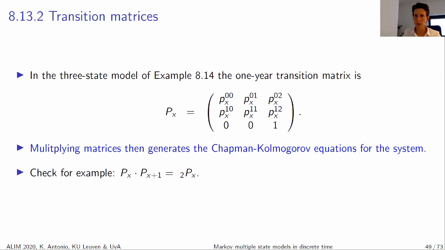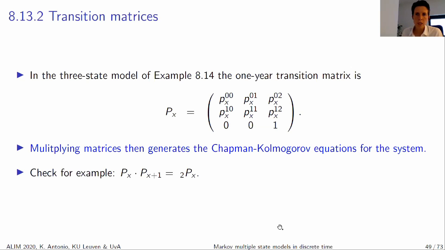If I then work out my matrix multiplication of Px with itself, I'll get the transition probabilities that are applicable to a 2-year time period. Then I'm actually working out my Chapman-Kolmogorov equations. So check the last equality, for instance, to convince yourself that the matrix multiplication here indeed corresponds to what my Chapman-Kolmogorov equations would tell me. All right.